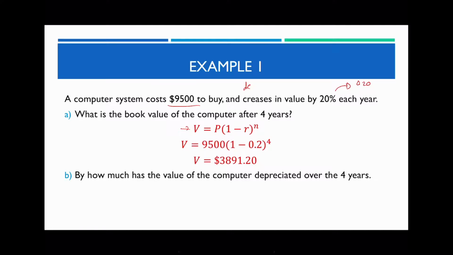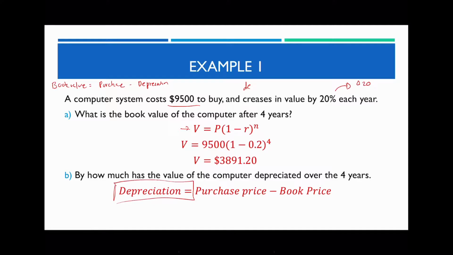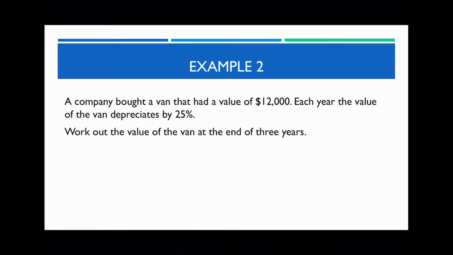That's pretty much what part B is saying. I should have read that earlier on. Part B says, by how much has the value of the computer depreciated over 4 years? So in this case, this is the formula I showed you earlier, just rearranged. Before, I showed you that book value is equal to the purchase price minus depreciation. This is the same formula, just rearranged to calculate the depreciation. So the depreciation is the purchase price minus the book value. In this case, it's going to go down by $5,608.80.